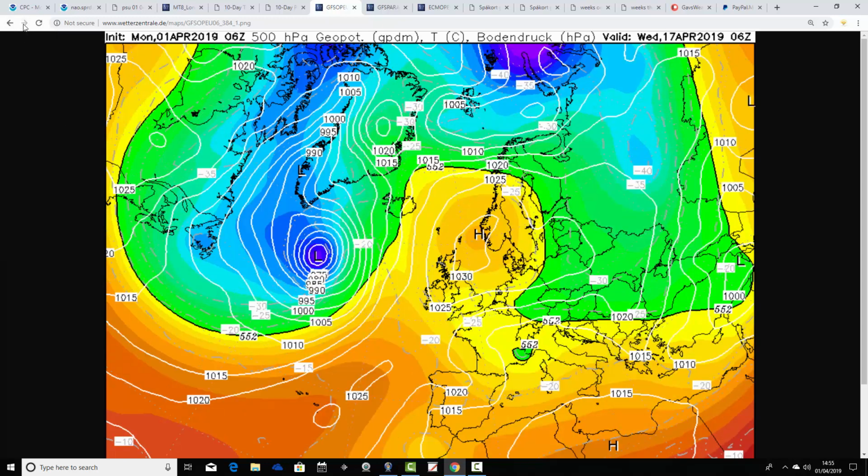The Atlantic is blocked off, so back to pretty dry conditions. And that's how we finish up with the 6 o'clock operational GFS run on Wednesday the 17th of April, beginning to move up towards Easter, of course, and Easter updates at GasWeathers will be starting shortly.